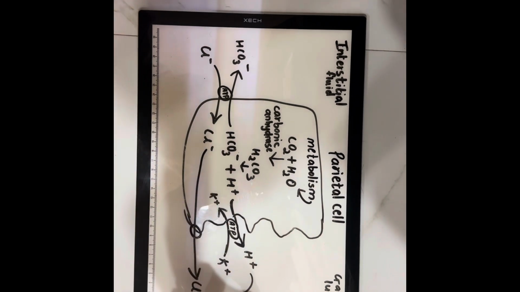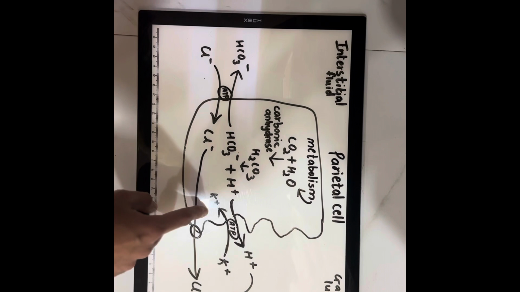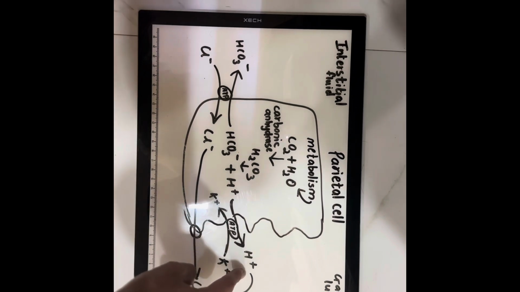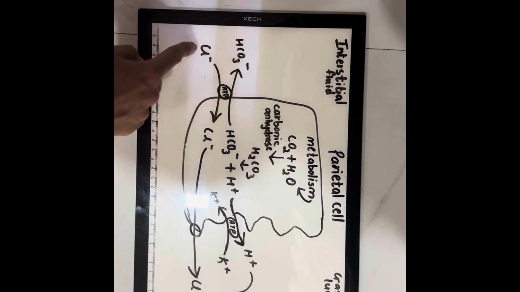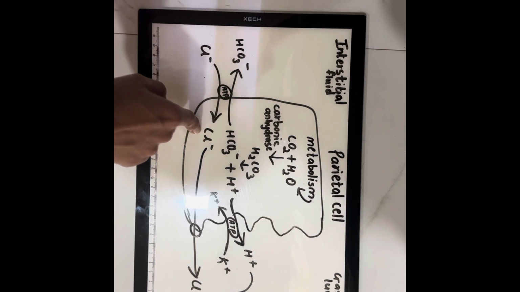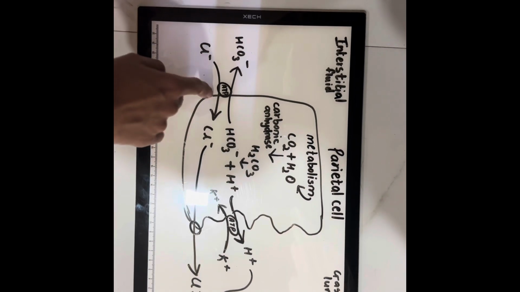H plus goes into the gastric lumen in exchange for K plus, which comes in by primary active transport mediated by the H plus K plus ATPase pump, and bicarbonate goes into the interstitial fluid in exchange for chloride ion, which comes into the cell. This is antiport and also an active transport, that is, it requires ATP.